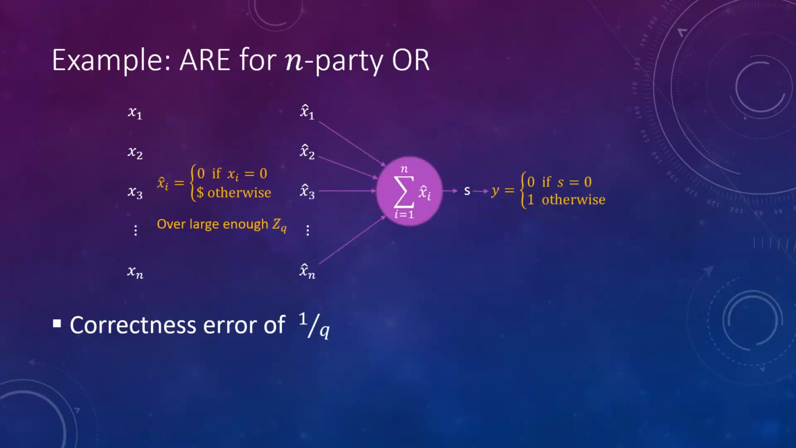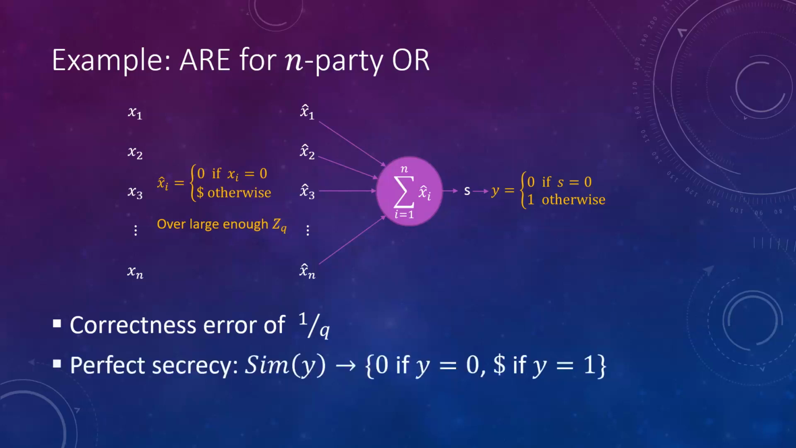If everybody gets 0 as their input, then the output of the function will be 0. But if not, then there's still a 1/q probability that the output will be 0. From a security point of view, however, it gives you perfect secrecy. Right? The simulator just outputs: if the bit that the simulator sees is 0, then it outputs 0. Otherwise, it outputs a random value, and this is the exact right distribution.